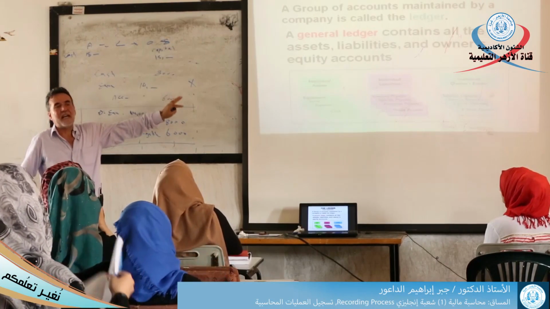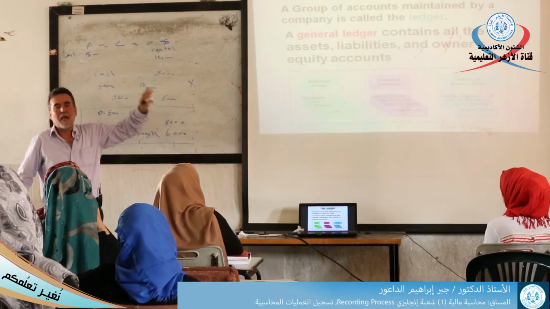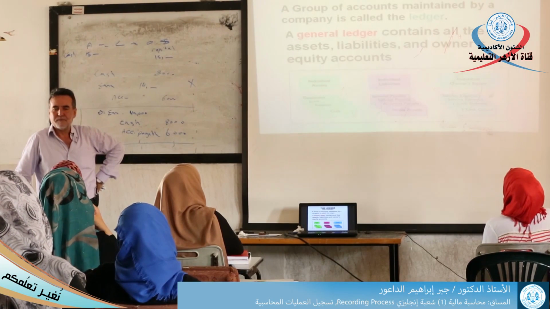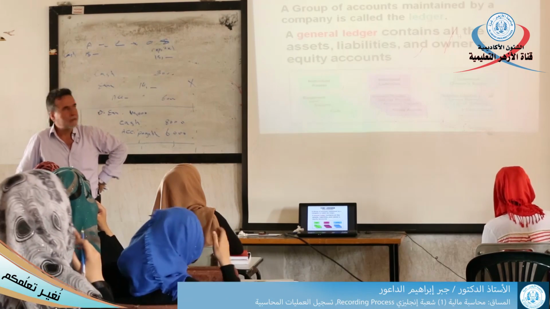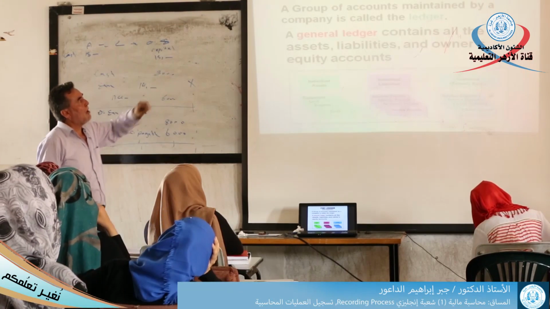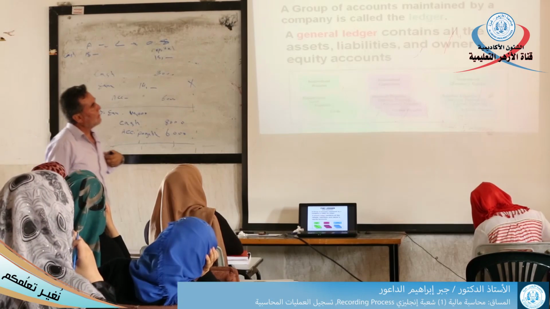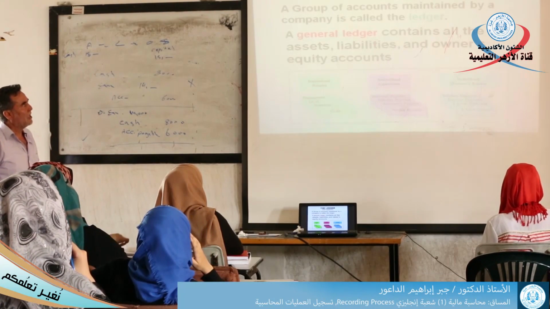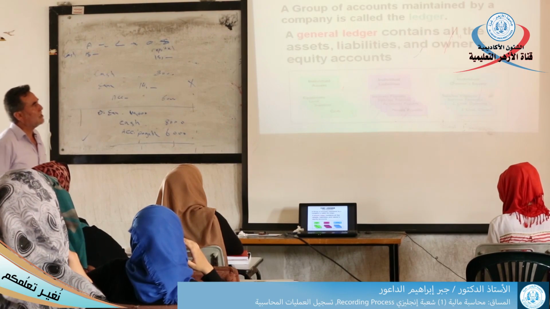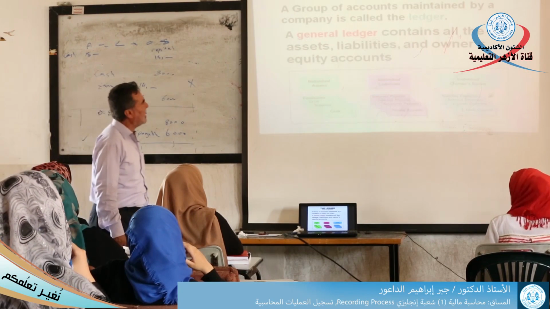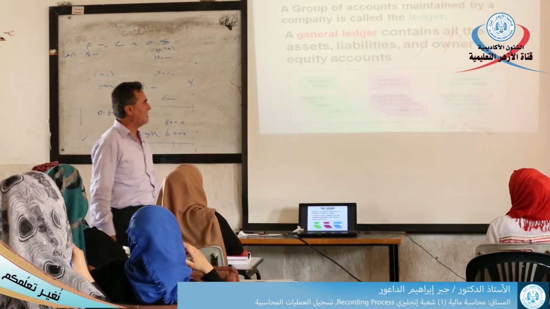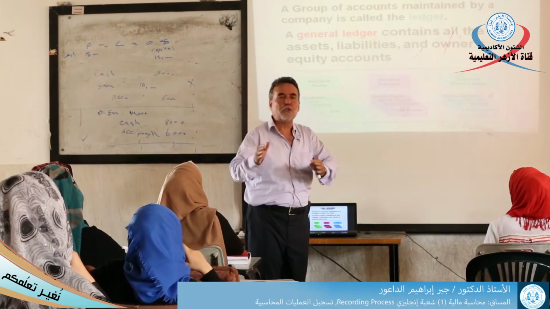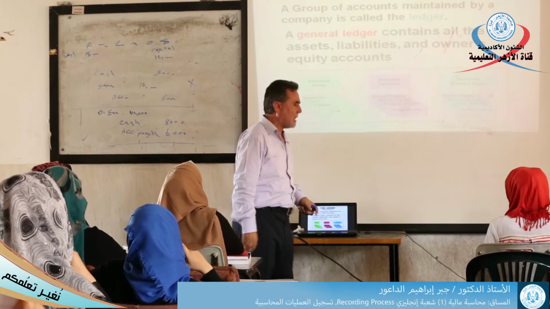All these transactions in the journal book will be transferred to the ledger book, or to the ledger accounts. A group of accounts maintained by a company is called the ledger. The general ledger contains all the asset, liability, and owner's equity accounts.